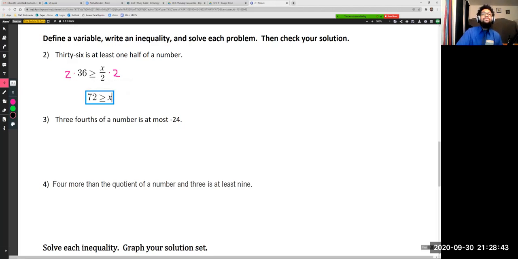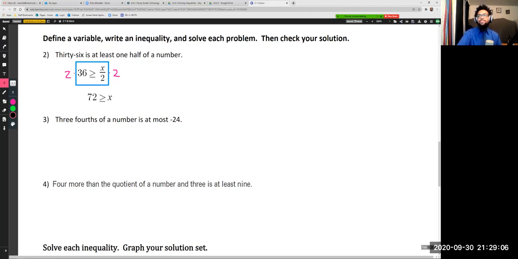So if I use like 4, let's say I used 4. If I plugged 4 in for this, let's just put 4 there. Is 36 greater than or equal to 4 divided by 2? Yes, because 4 divided by 2 is just going to give me 2. So 36 is greater than or equal to 2. All right, and that's how you're going to go check when we do the rest of these.